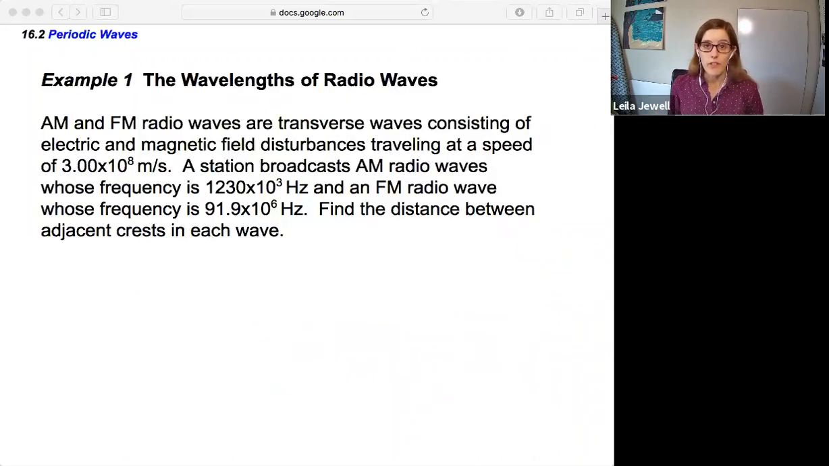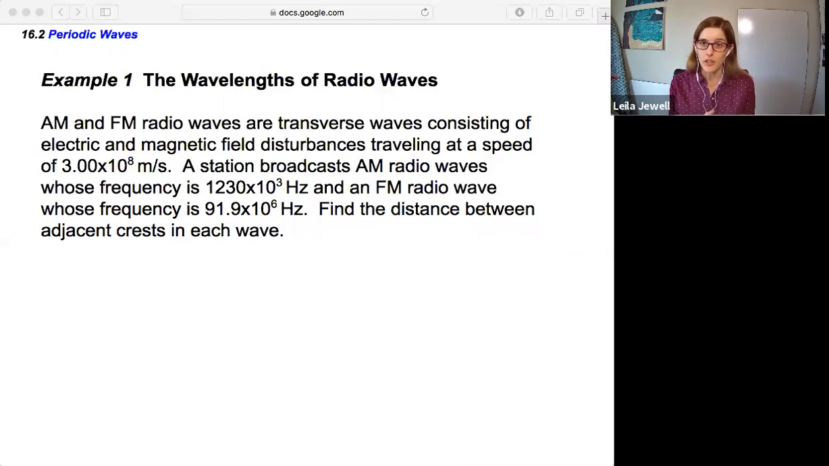So example 1, the wavelengths of radio waves. AM and FM radio waves are transverse waves consisting of electric and magnetic field disturbances traveling at a speed of 3.00 times 10 to the 8 meters per second. Turns out that is the speed of light because radio waves are an example of light. That's something that comes in physics 2B. A station broadcasts AM radio waves whose frequency is 1230 times 10 to the third hertz, and an FM radio wave whose frequency is 91.9 times 10 to the 6 hertz. Find the distance between adjacent crests in each wave.